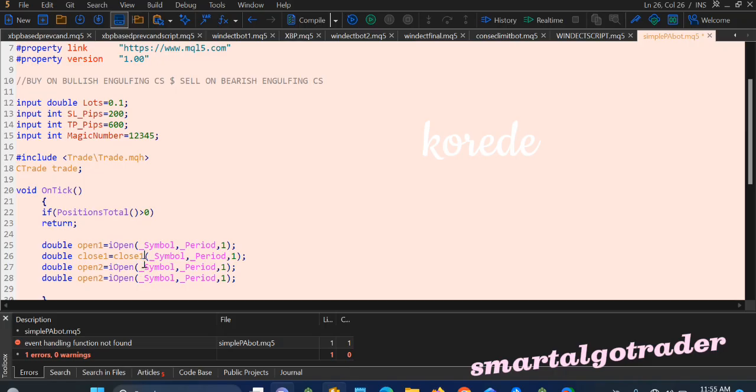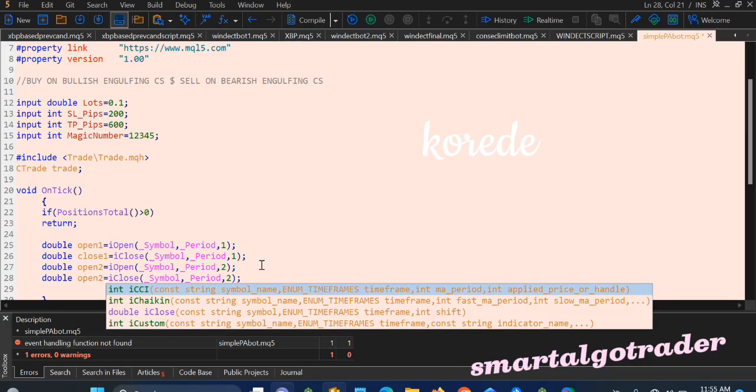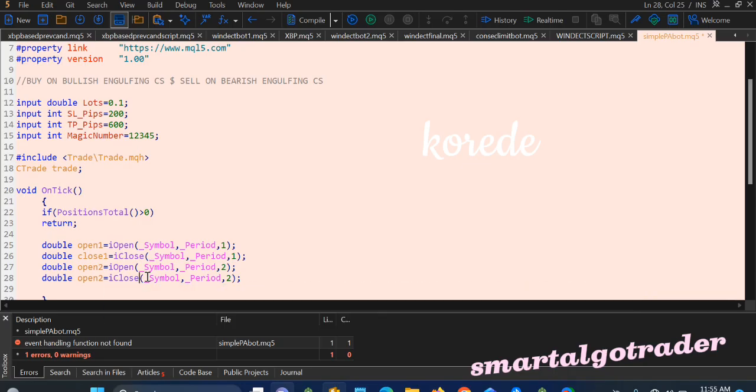Good. No way. It's repeating the function. Oh my god, yeah. I believe I won't have an error with this. So now this one as well, I open symbol period. This one will be 2, and this one as well 2. So we want to get the last 3 candles. And this one also will be I close. Wow. No way. It is letter sensitive. Let me just use this one. So we already have it now.